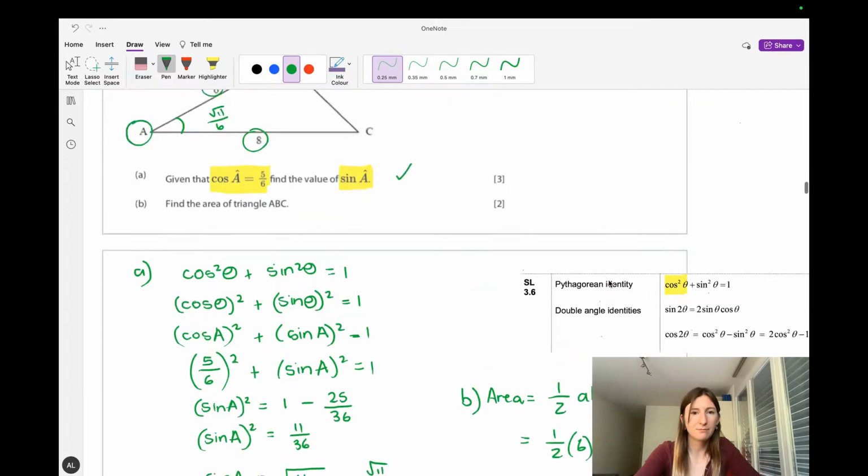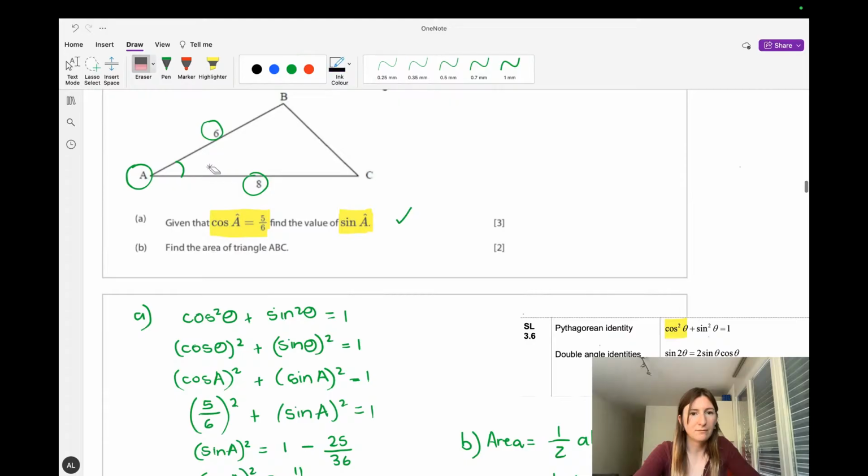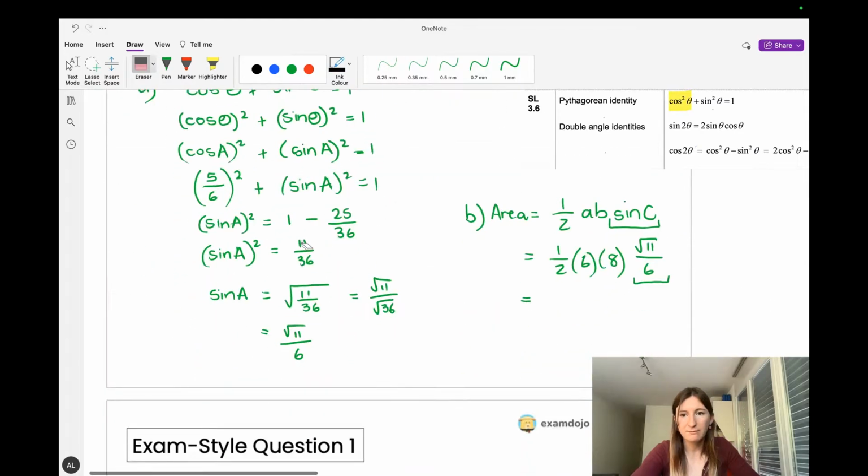The whole sine C is this. I'm just not going to put that there to confuse anyone. So now we can simplify. Well, I have 6 and 6 there, I'm just going to cancel them out. Half of 8 is 4. So 4 root 11 is what we're left with. And there we go. That's the area of our triangle.